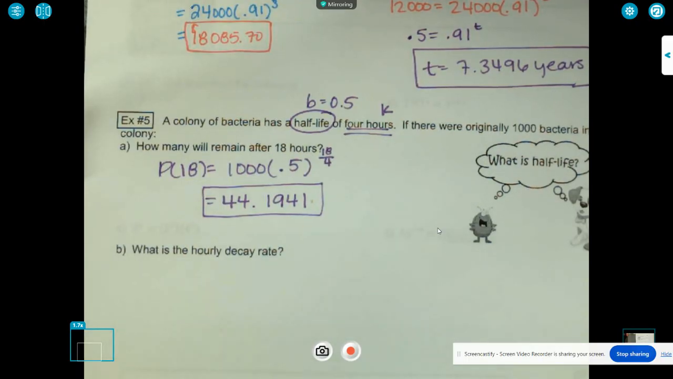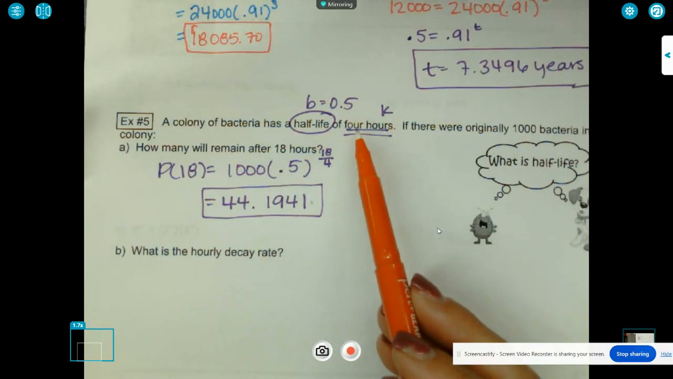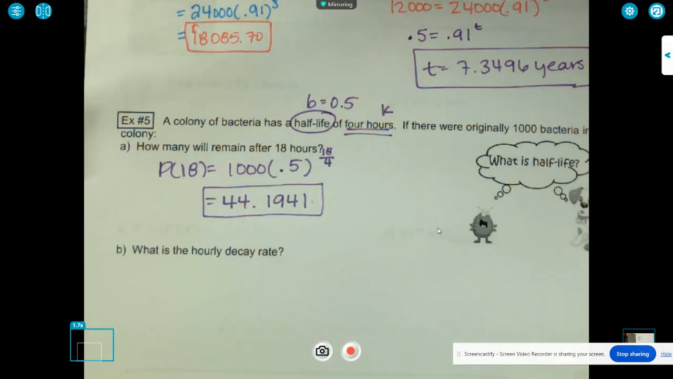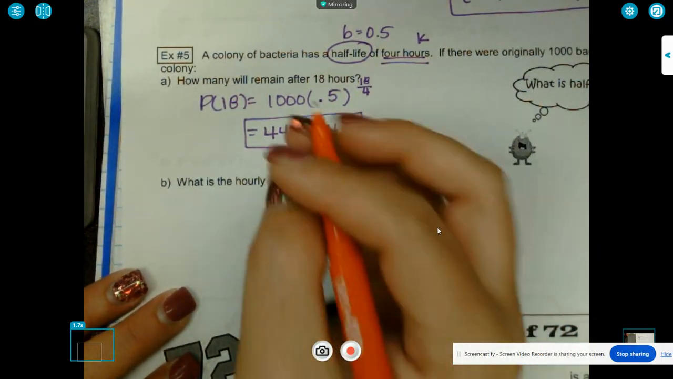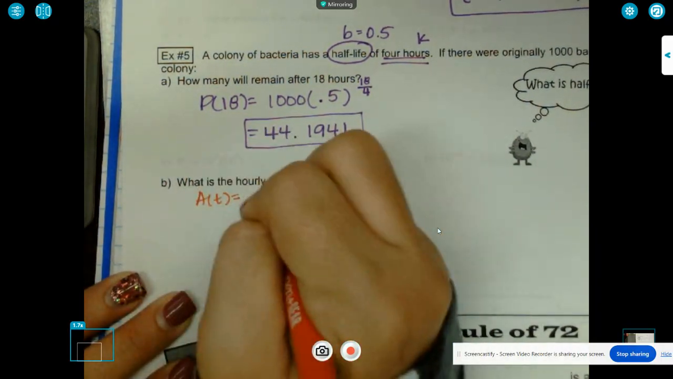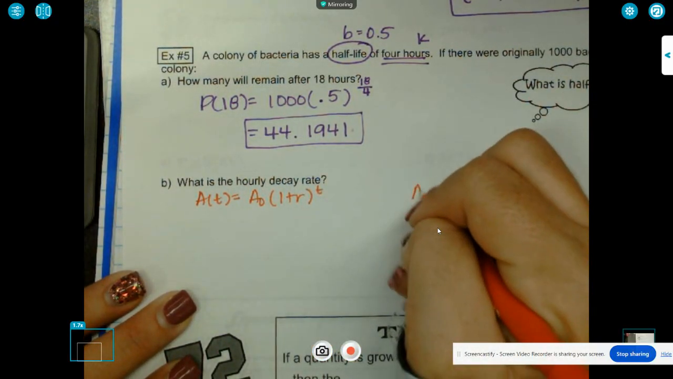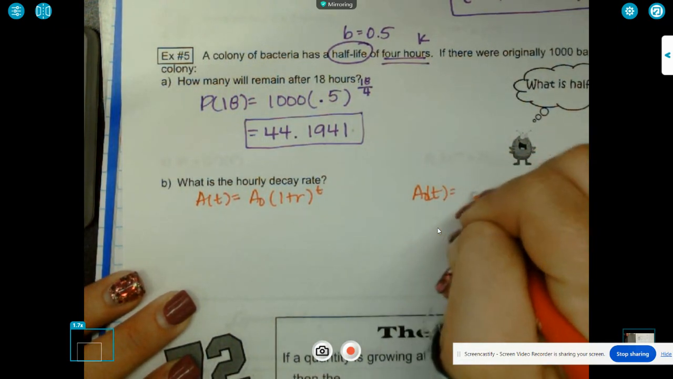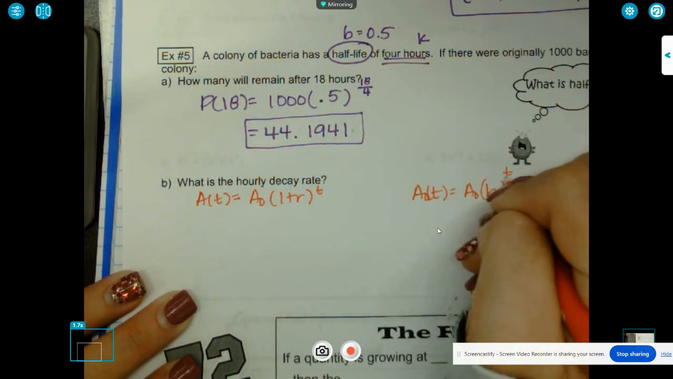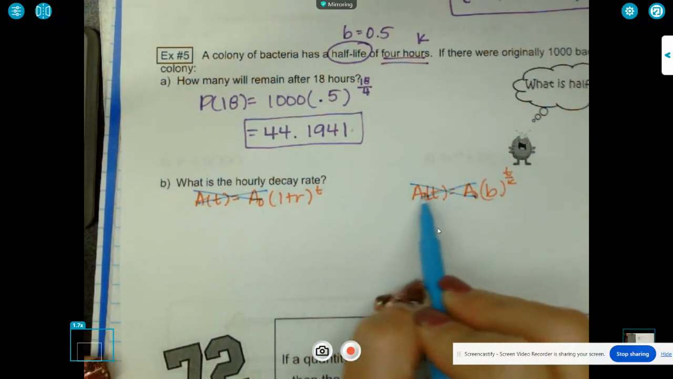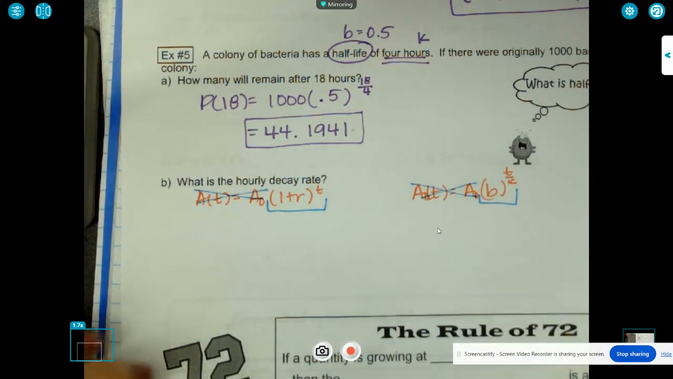So here's the thing. This is our rate every 4 hours, okay? We're going to combine our two equations to figure this answer out. Let's look at the first equation we had, which was A of t equals A sub 0 times (1 plus r) to the t, correct? Our second equation is A of t equals A of 0 times b to the t over k, right? Okay, what do you notice is the same in both of these? A of t and A0. So we're not really worried about that part. I'm worried about this part in both of them.